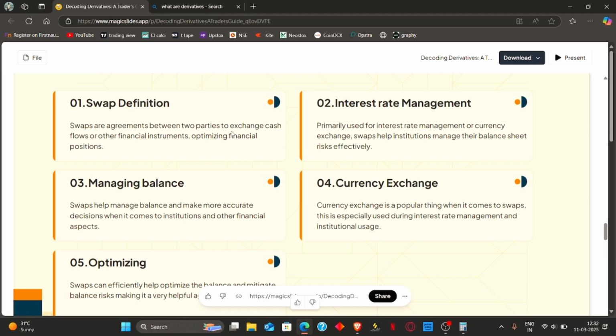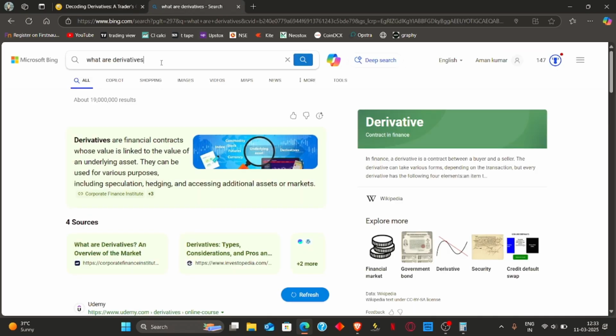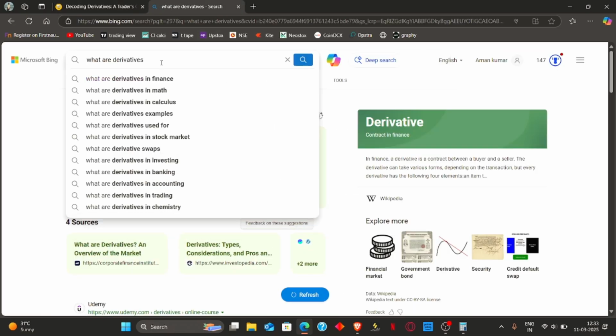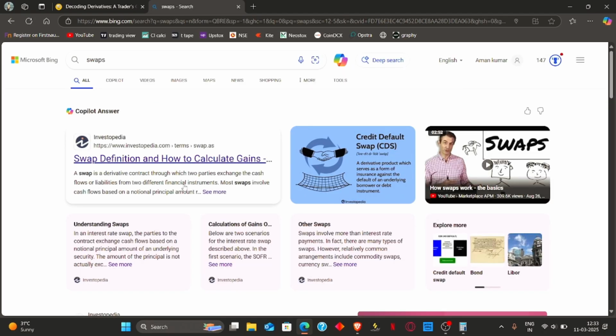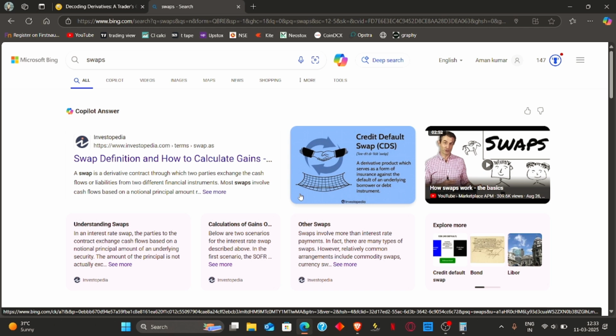Swaps are agreements between two parties to exchange cash flows or other financial instruments, optimizing financial positions. So these are simply the swaps. We can talk about another derivative segment that we generally don't use in the market, but it has generally been used in the US markets. In Indian markets, we don't generally find that.